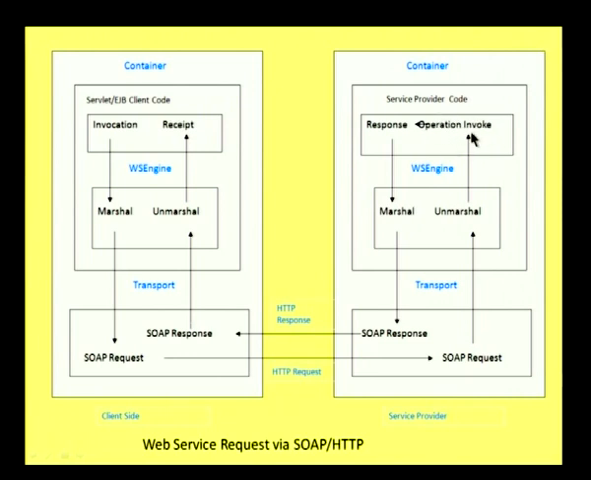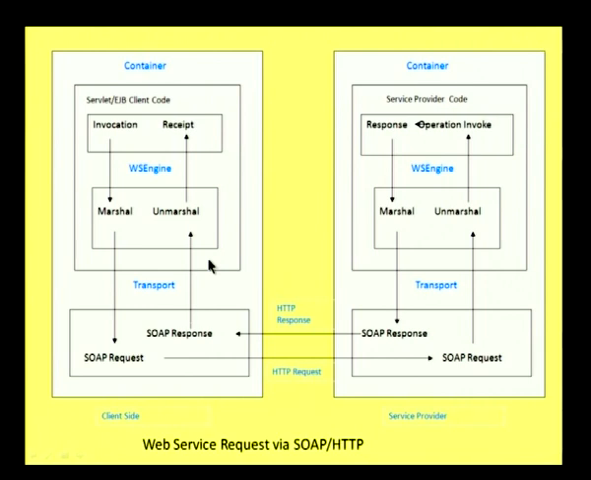That operation invocation is the actual function available in the server code. Once the operation is over, the result is obtained. The result is known as the response. Again the response is marshaled, that is encoded, and converted into a SOAP response. Then the SOAP response is sent through the HTTP protocol. The SOAP response is again unmarshaled and received at the client side. So, this is what is happening.